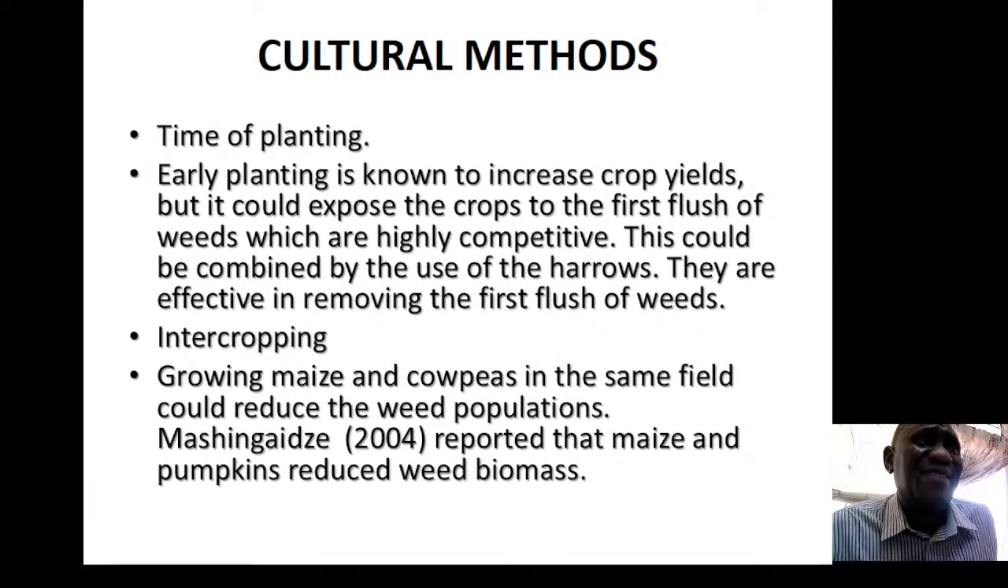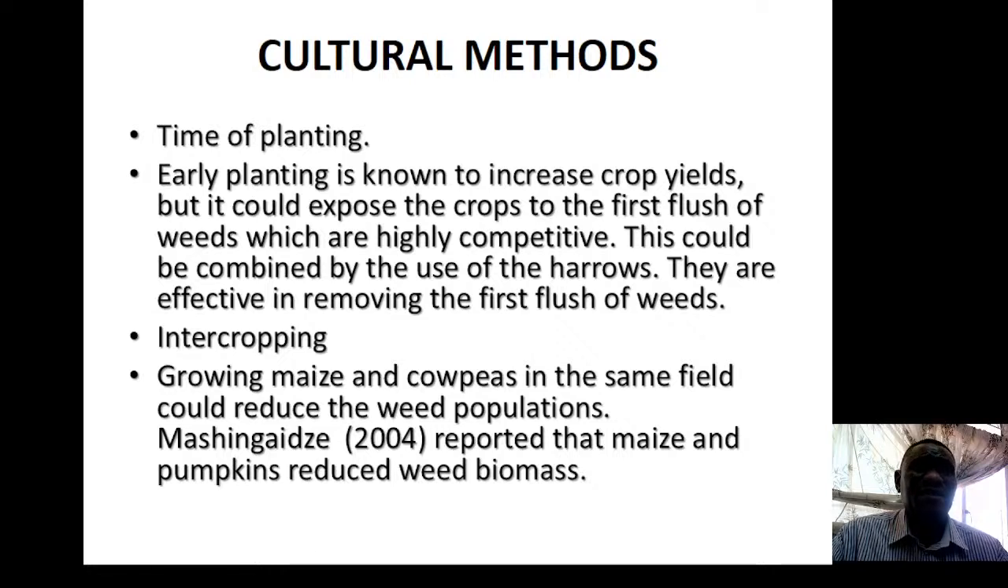Cultural methods, time of planting. Early planting is known to increase crop yields, but it could expose the crops to the first flush of weeds, which are highly competitive. This could be combined with the use of harrows. They are effective in removing the first flush of weeds. So if you are doing early planting, you should take advantage of the spike tooth harrow to lessen the weed density.